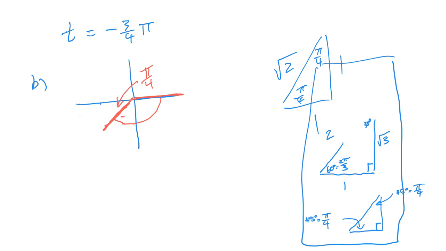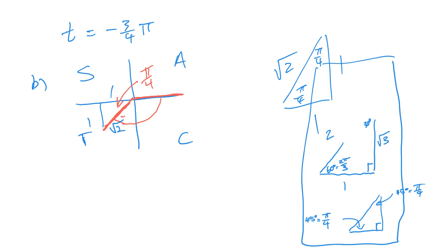Now, we can use the CAST rule for this as well. So this is just 1 and 1, okay? And this hypotenuse is √2. Remember for CAST, C, A, S, T. For this quadrant, the only thing that is positive is tangent. So here's what we do.